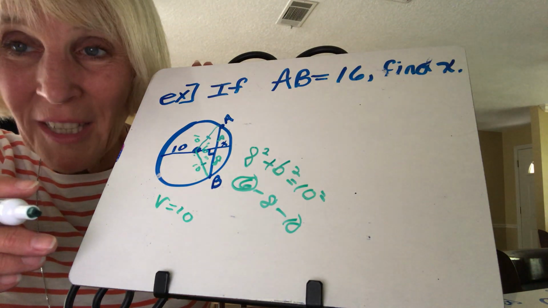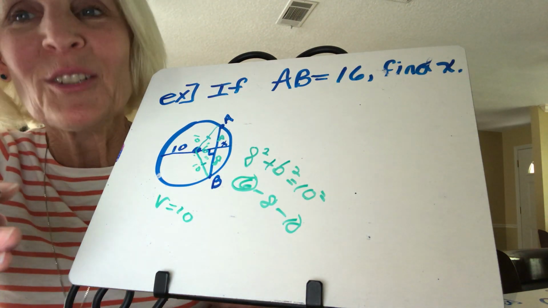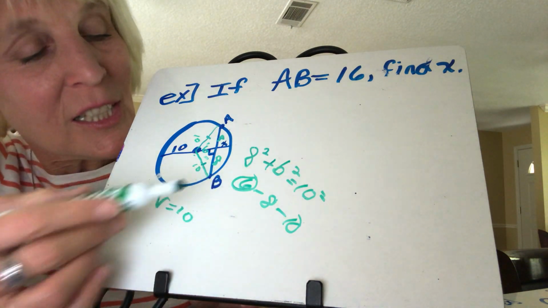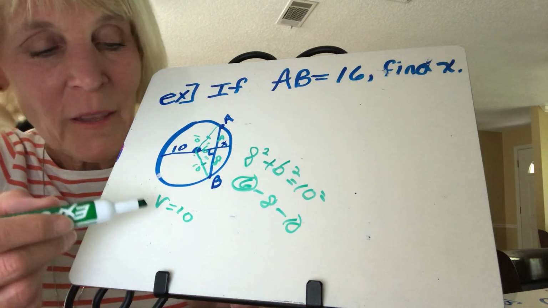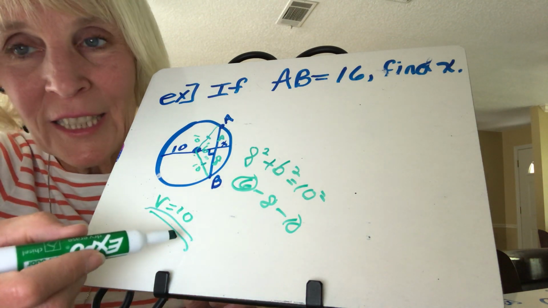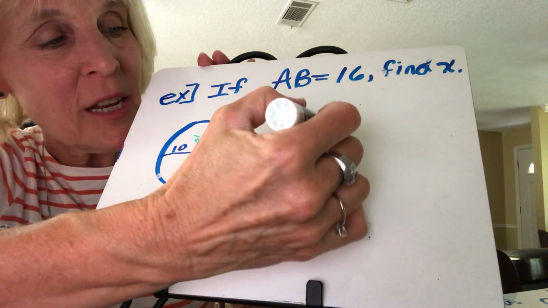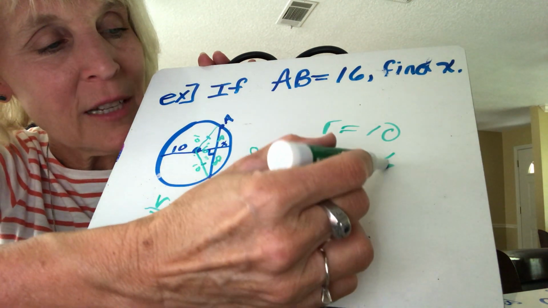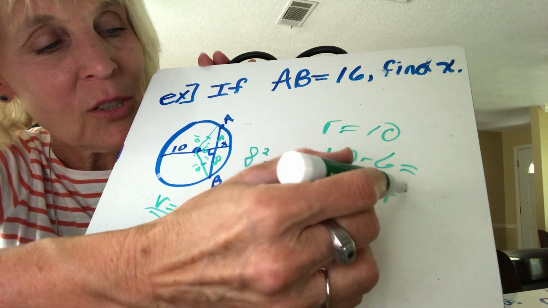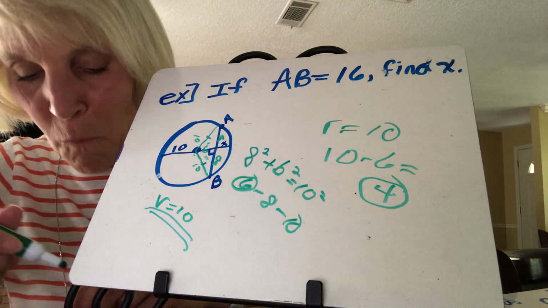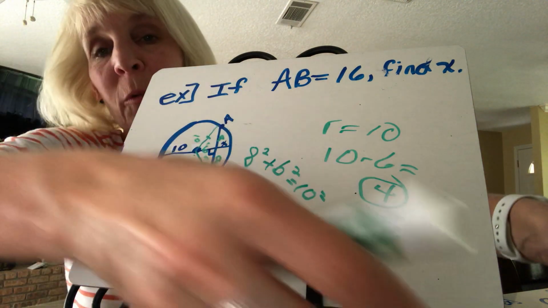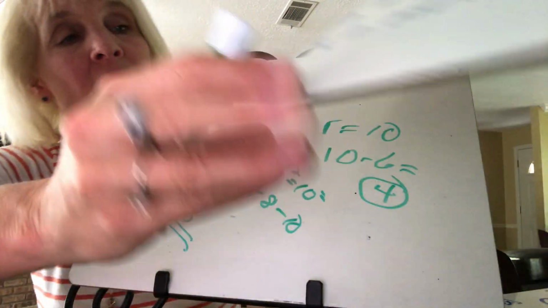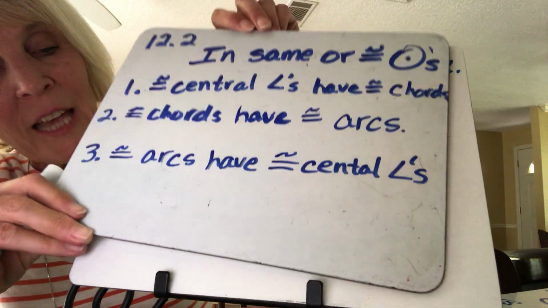Does that make sense? So I told you, it's kind of like little puzzles. I love this, okay? So if this is 6, is that my answer? Well, remember, every radius is 10. So if the radius is equal to 10, all I have to do is 10 minus the 6, and my answer would be 4.